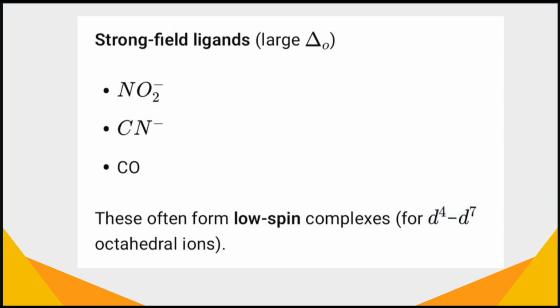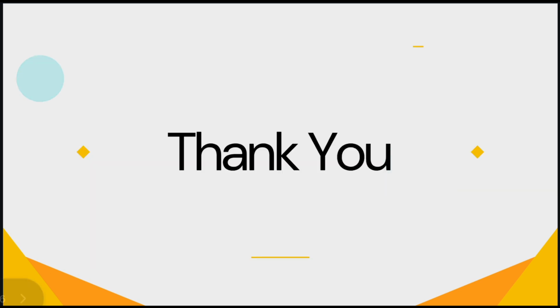Now we'll see strong field ligands. Strong field ligands usually have large Δo: NO2⁻, CN⁻ and CO. These often form low spin complexes for d4 to d7 octahedral ions. So, strong field ligands always have large Δo. Actually, this is most important.